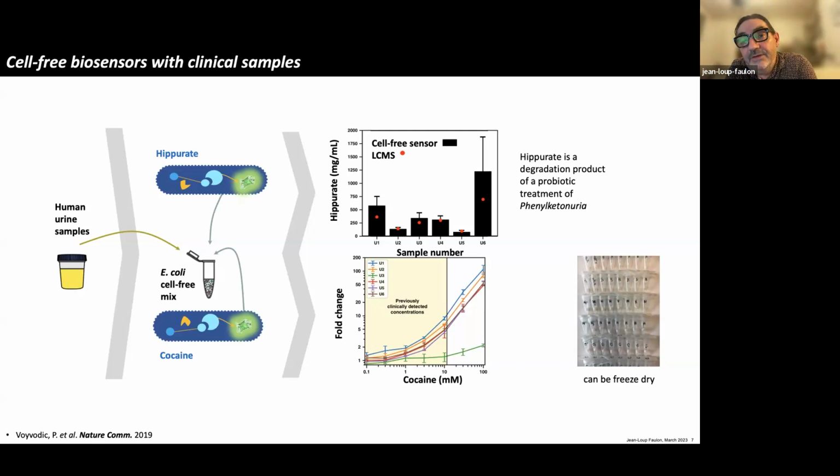However, nowadays, to do this, you need to use LCMS or HPLC, but it's rather costly and lengthy. So if you have a biosensor, and this was actually a cell-free biosensor that we constructed here, it can be freeze-dried, and it can also be overlaid on paper. You can basically have a kit that you can bring home to actually monitor and test if the treatment works just by looking at the level of hippurate that you have in your urine.